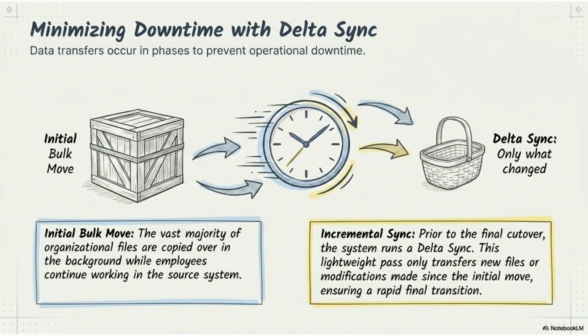In the first phase, the initial bulk move, the vast majority of your organization's files are copied to Microsoft 365 in the background, while employees continue working normally in Google Workspace. Nobody is disrupted. Then, just before the final cutover, the system runs what's called a delta sync. This lightweight second pass only transfers files that are new or that were modified since the initial bulk move. The result, a final transition that can be measured in hours rather than days, with virtually no operational downtime.